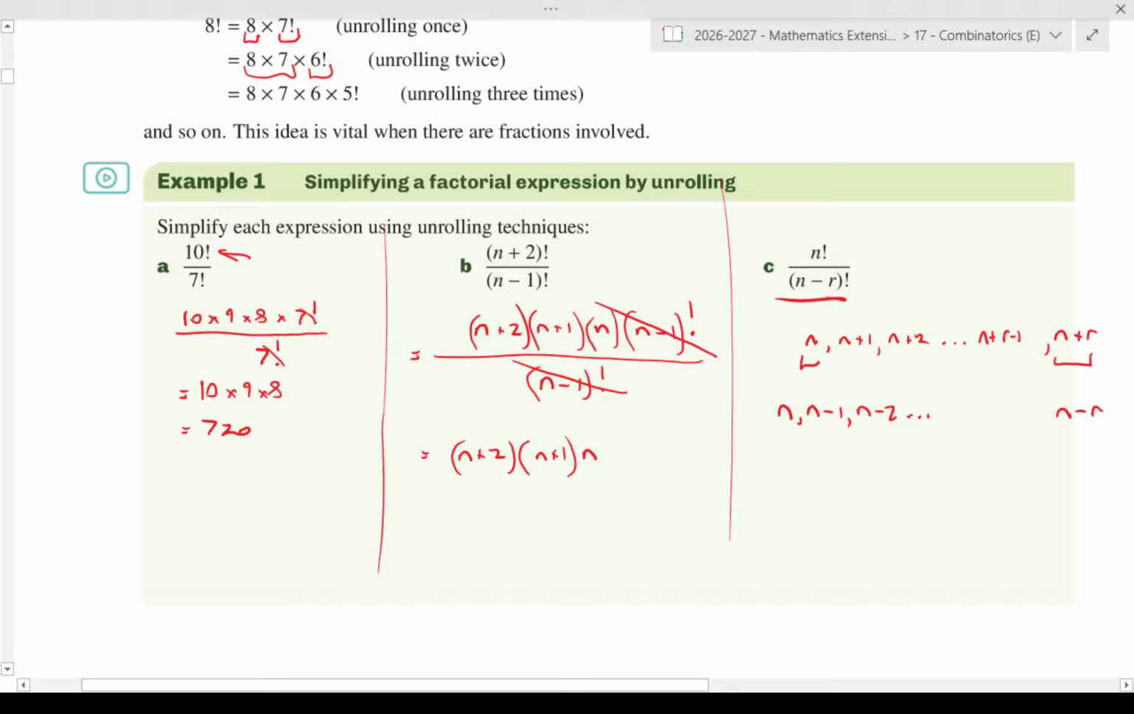I normally do 3 and then do dot, dot, dot, because that is enough to show what the sequence is doing. I am taking a number, n, and I'm subtracting 1 each time I go down. So I would go n, and the next one would be, n minus r plus 1. And the reason for the plus 1 is because it's the one before we get to the n minus r.